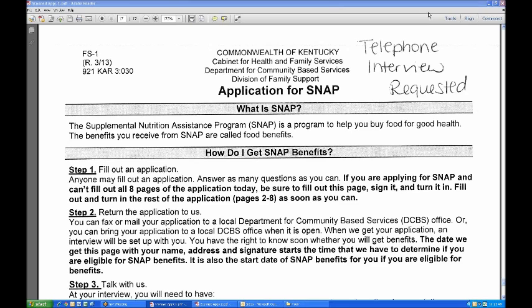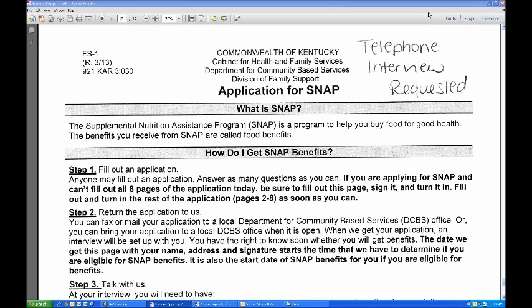When clients receive SNAP benefits, they get a card with an American flag on it that they use at the grocery store. So if a client already has a card with an American flag on it, you know they already have SNAP benefits, even if they don't know that that's what it's called.